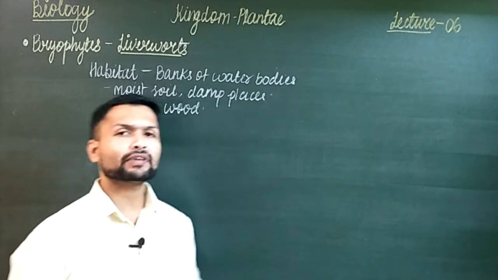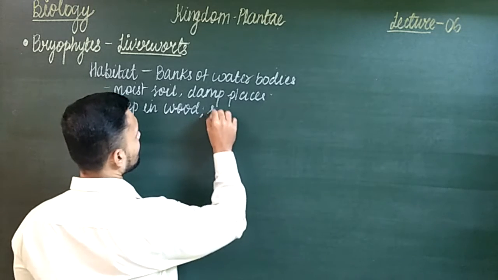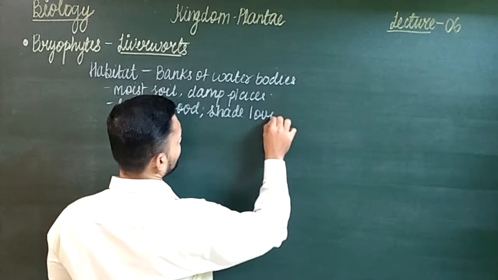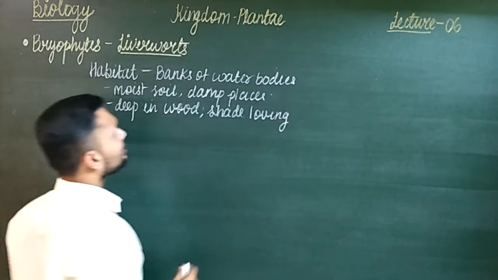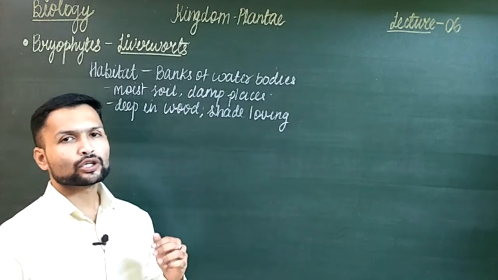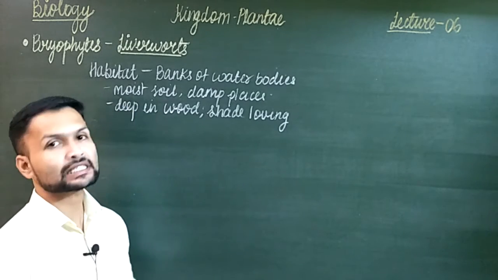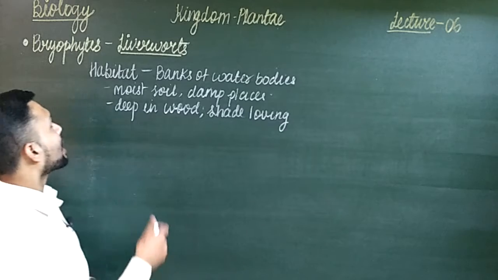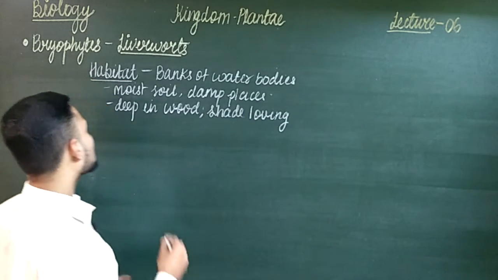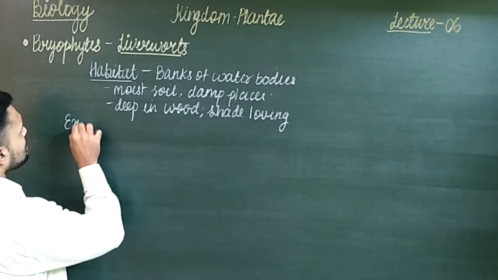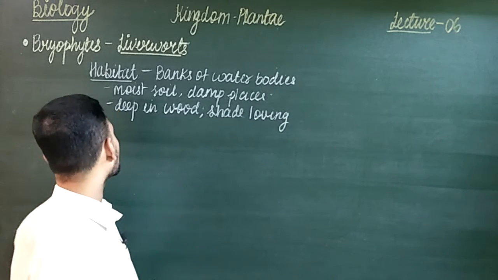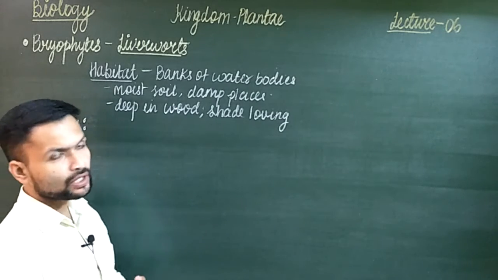Again, these are shade loving plants rather. So these are also shade loving plants, mostly in a cool, humid and moist climate. Generally this is the main habitat for the liverworts. Okay, we'll see one example of this and study its body, how the structure looks, and how they reproduce.